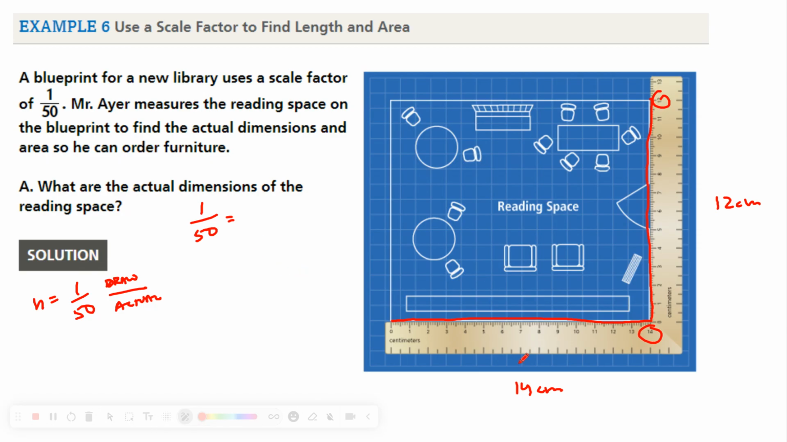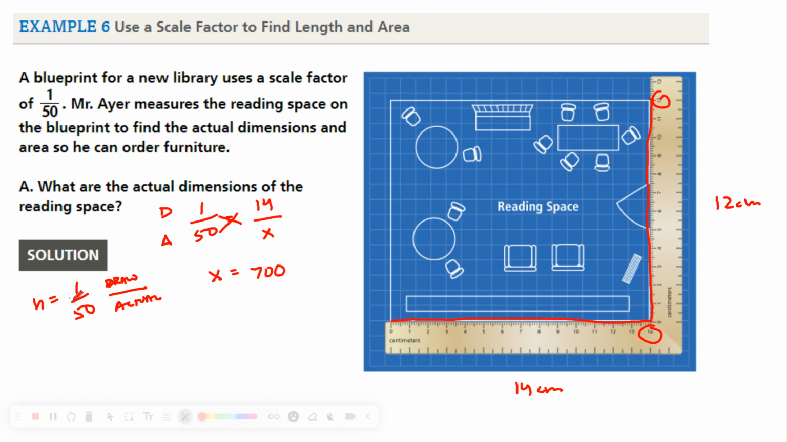1/50 equals, now let's call, so 14 centimeters, let's call that the length. So that is the drawing length. That's going to go on top. And on bottom, I'm going to put x, because what I'm looking for is the actual dimension. So this is the drawing dimensions on top. These are the actual dimensions on bottom. And it stays consistent between both fractions. So again, this is a proportion. We're going to cross multiply. So x equals, and when you multiply 14 and 50, you get 700.